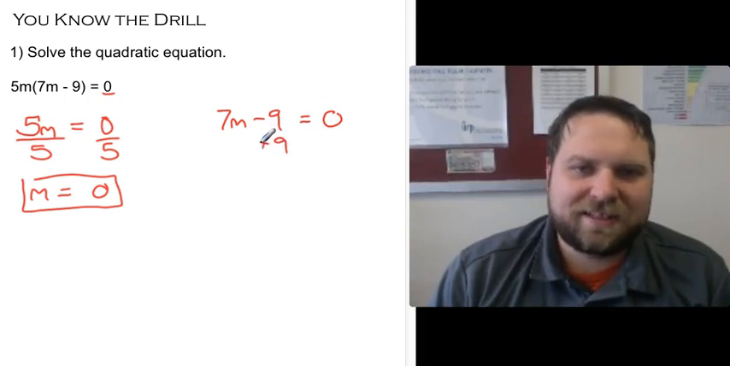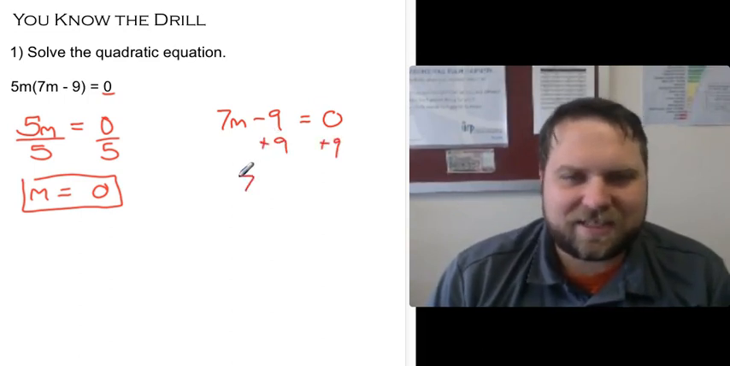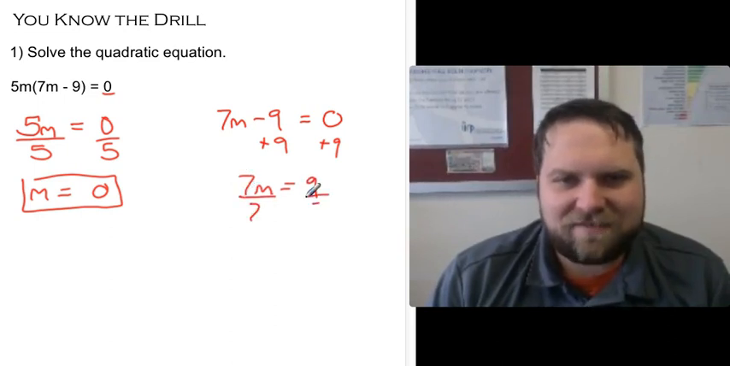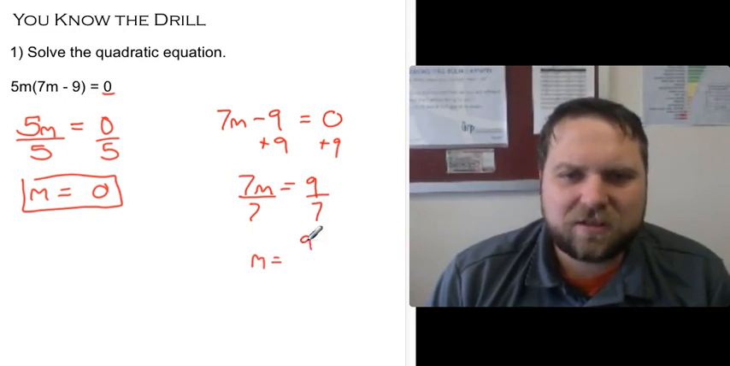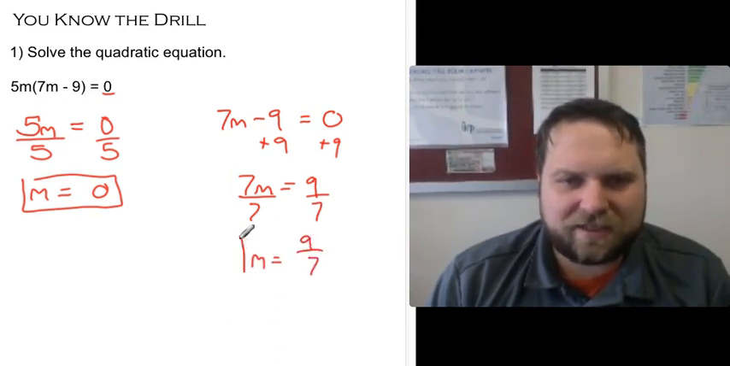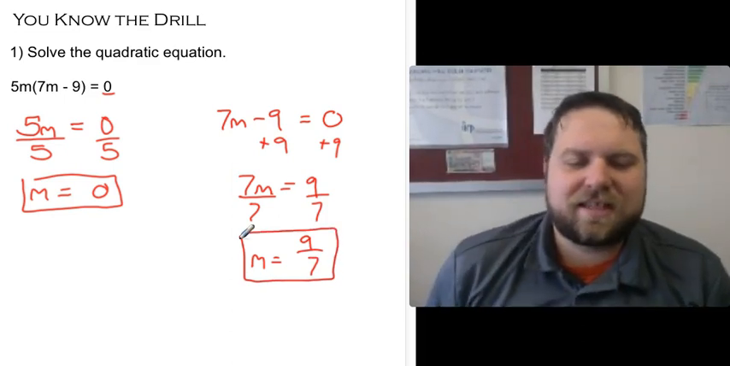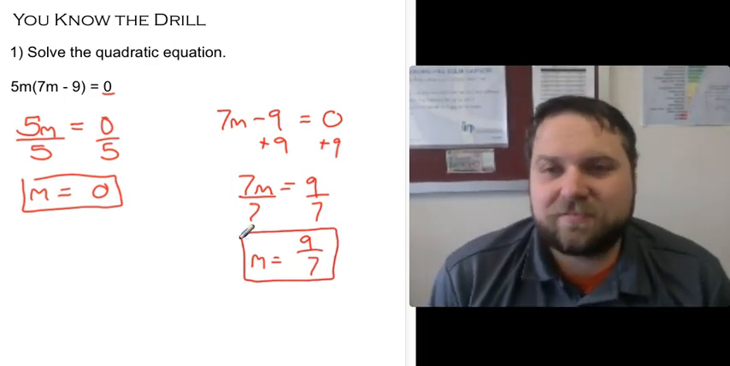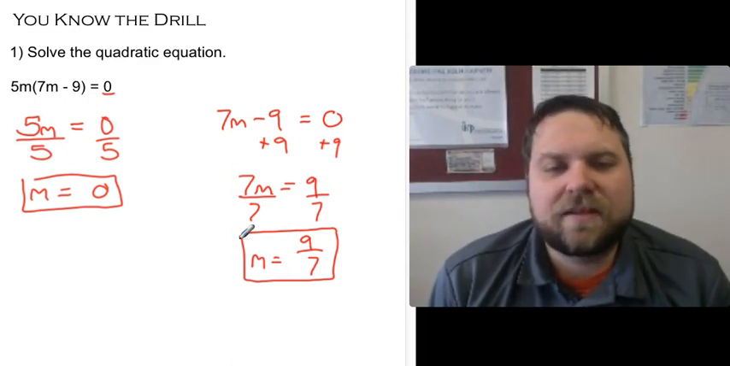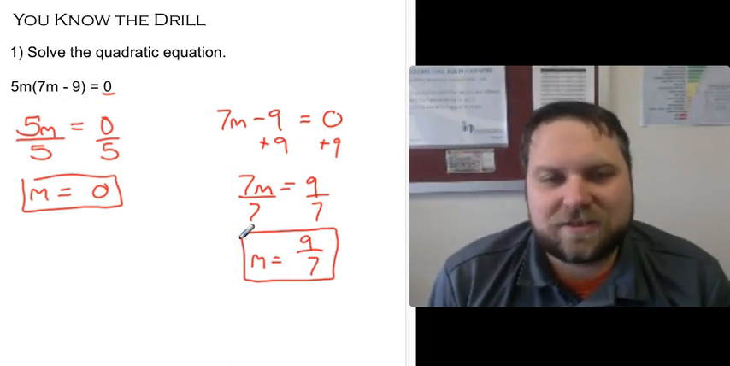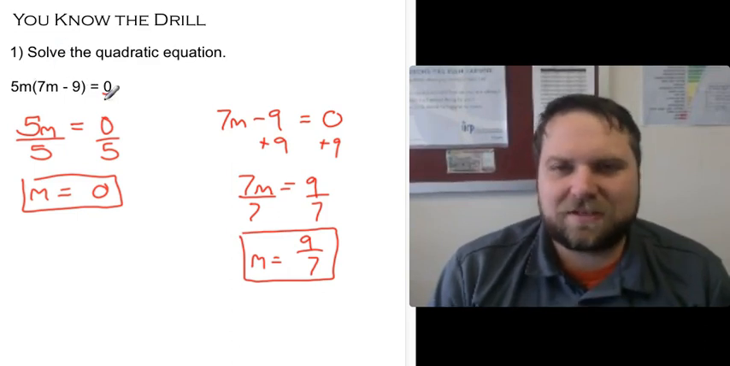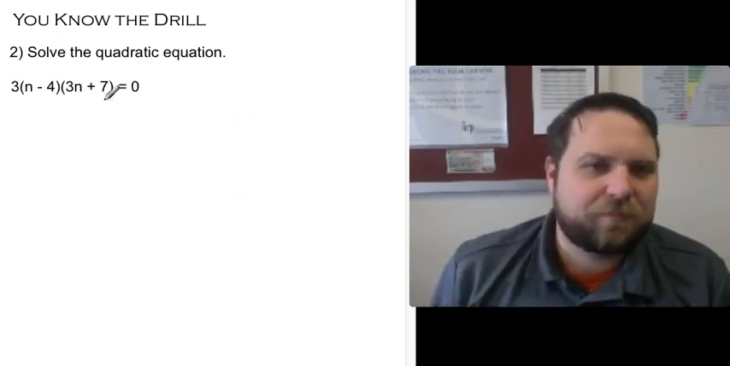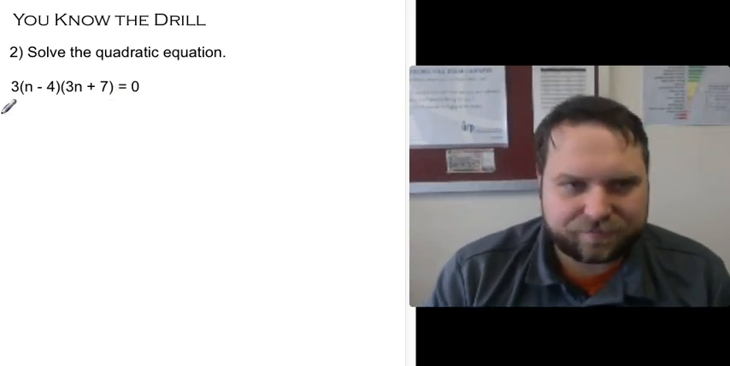Over here, I can add 9 to both sides, and I would find that 7m is equal to 9. And then I can divide by 7. And notice this gives me kind of an ugly fraction. Ugly fractions are okay. They're people too. They need love. So I can say that m is just 9 over 7, and I can just leave it as a fraction. There's nothing wrong with that. And now I've found my two solutions by setting each one of those factors equal to 0. Easy as that. So let's look at another.